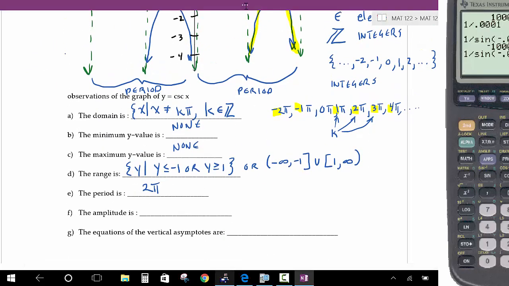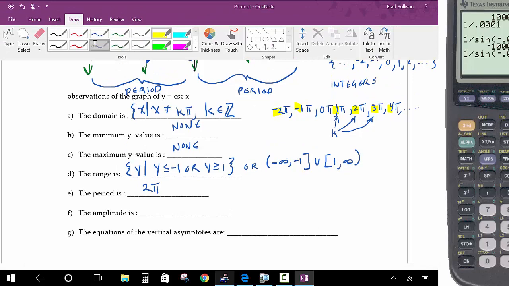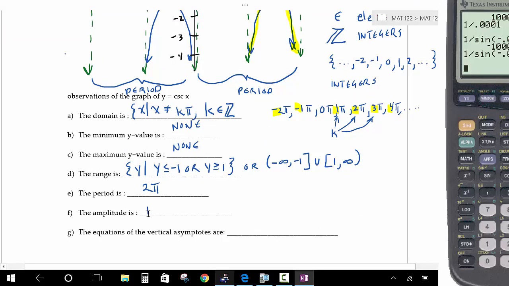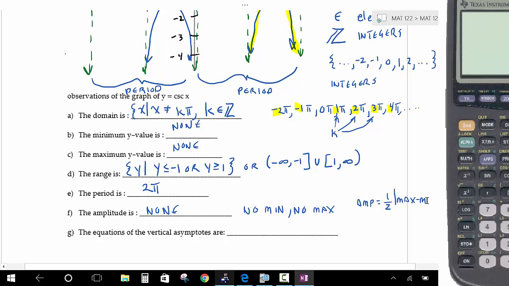Now, as far as the amplitude goes, you actually don't have one. And the reason is because you don't have a minimum and you don't have a max. And the amplitude is defined to be basically 1/2 the distance between the max and min. Since we don't have a max and min, we're never going to get a numeric value of that. Okay, so that's how that goes.